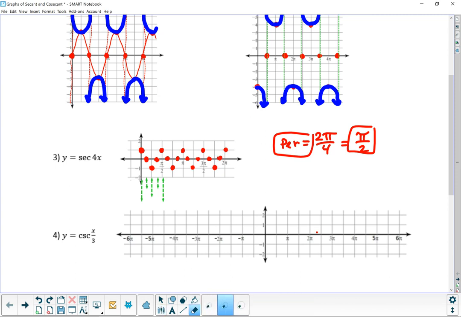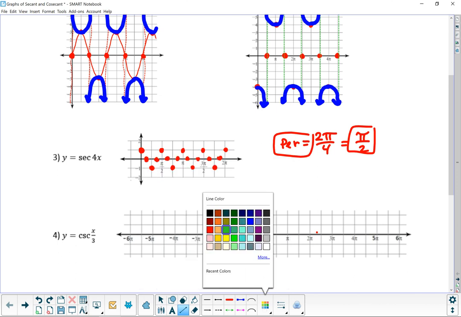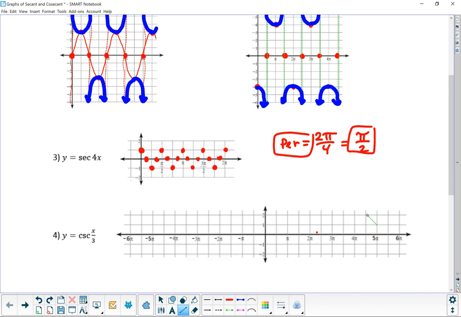And from there, every time it hits the middle, I'm going to draw in some very light asymptotes just to help me do these little parabolas, right? So I have an asymptote here, here, here, here, here, and here. Right? And if I had another one over here, it would be right here.